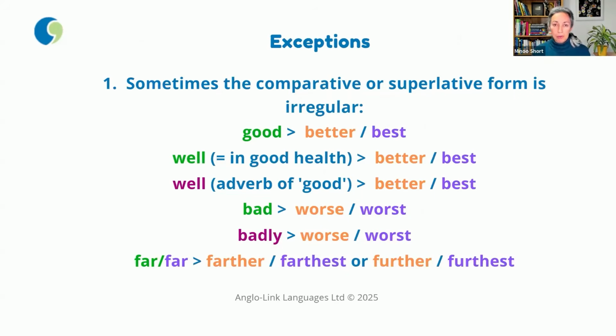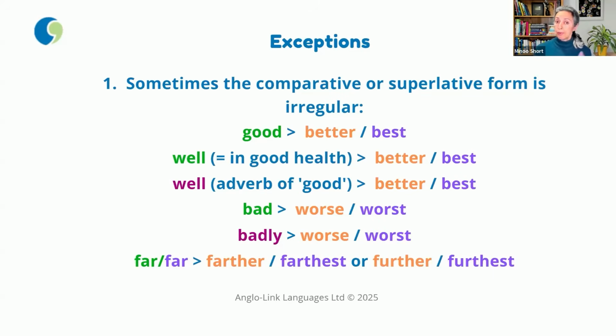So the first group of exceptions is irregular comparative and superlatives. And there are 3 really common ones you need to know. One is good. So it's good, not gooder, but better, best. Well, which we use when we talk about our health as an adjective. Again, better, best.